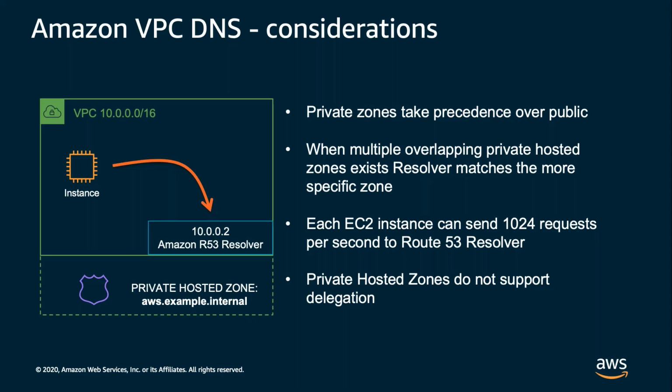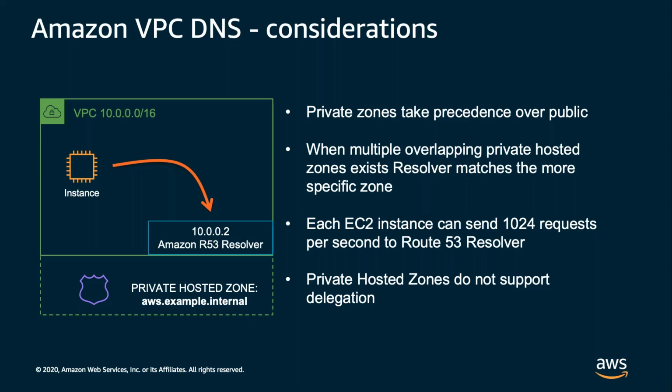If you're using, for every instance, the .2 resolver, the Route 53 resolver within the VPC, it's not an issue at all. And by and large, we haven't seen any issues with customers hitting that limit when a single instance sends queries to the Route 53 resolver.